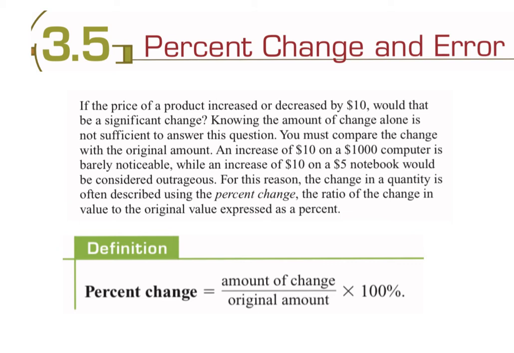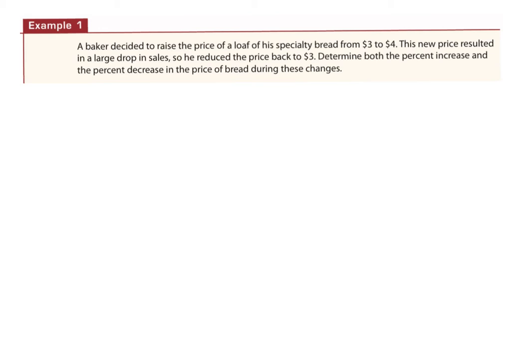All right, so you're going to get a decimal when you divide the change by the original, and you need it in percent form. So you always want to change that to percent. So let's look at these examples here. So you're doing the amount that it changed divided always by the original amount. Always by the original amount. So let's look at this. A baker decided to raise the price of a loaf of especially bread from $3 to $4. This price resulted in a large drop in sales. So he reduced the price back to $3. Determine both the percent increase and the percent decrease in the price of bread during these changes. It seems as it would be the same, but it won't.